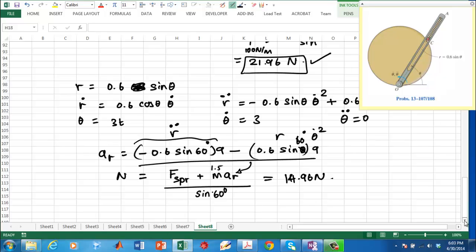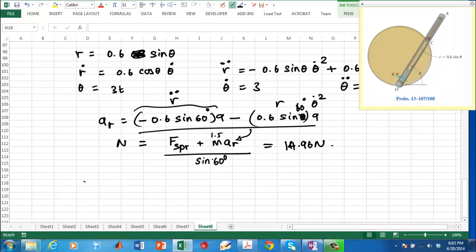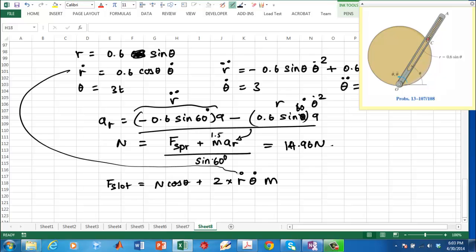Once you get N, you can go to the next equation, which says F slot equals N cos theta plus 2 times r dot theta dot times m. r dot is here, theta dot is here, and m is 1.5. N is here, substitute, and you will get F slot equals 12.68 newtons.